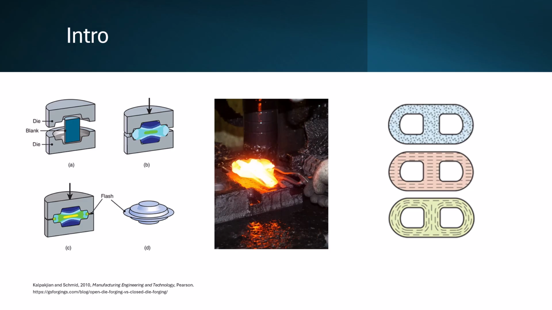The picture on the right visualizes the resulting microstructure of different processes, the blue being casting, where the microstructure forms during cooling and is left unaffected, the orange machining, where the microstructure may be worked slightly, but the geometry is stamped out, and the green shows the aligned microstructure of forging.